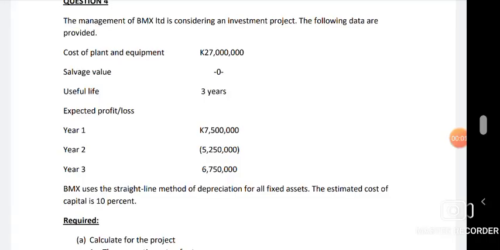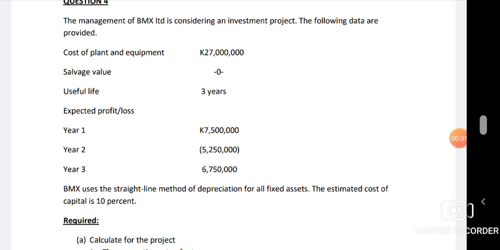So we are trying to look at this particular question on capital budgeting. The management of BMX Limited is considering an investment project. The following data are provided. Cost of the plant is 27 million, salvage value is 0, useful life is 3 years, expected profits or loss for the years as follows.